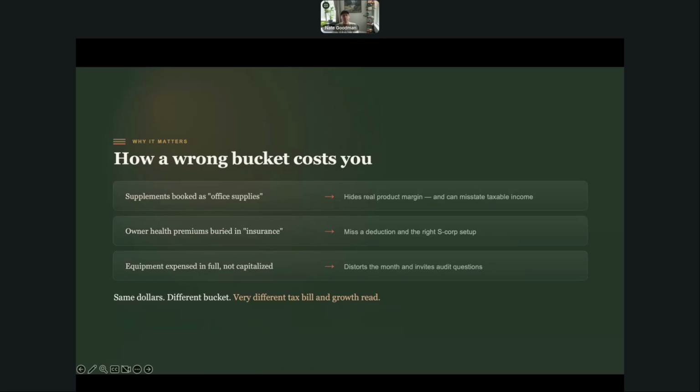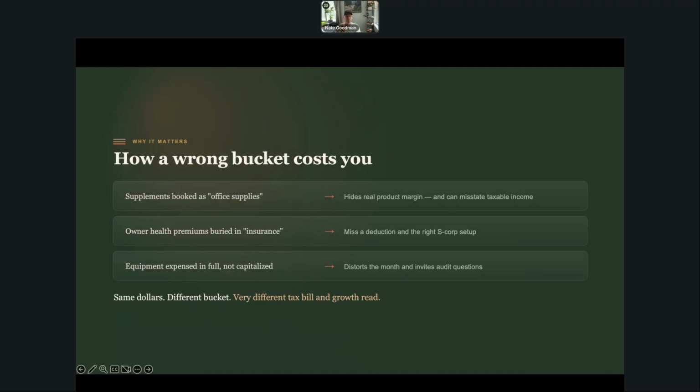So, what happens if we have a bunch of buckets, but they're the wrong buckets? Some things we've seen: supplements get booked as office supplies, so we don't really know the margin on our supplement income, if we're actually making anything on it, or even breaking even. We're maybe losing money, and that's why we're at a profit or a loss. Owners' health premiums get buried in insurance. We don't have something separate for benefits for employees. We can then miss a deduction if you're set up as an S-Corp.